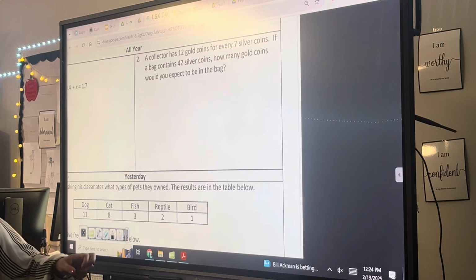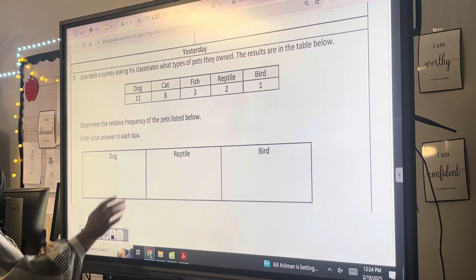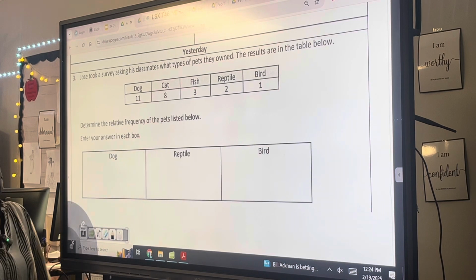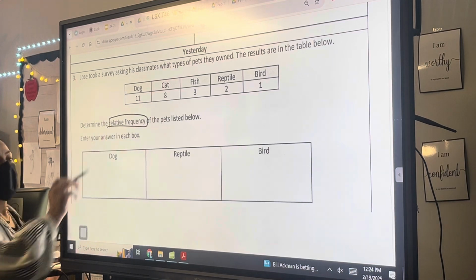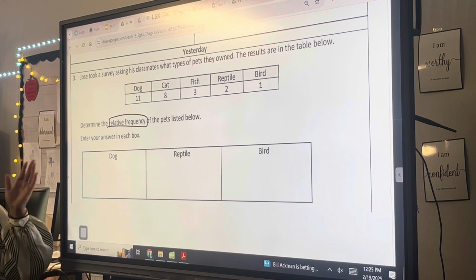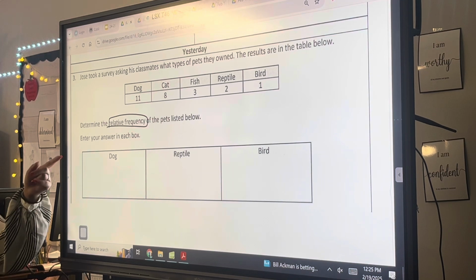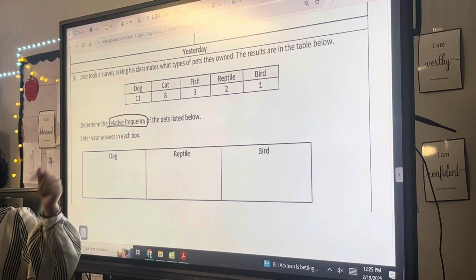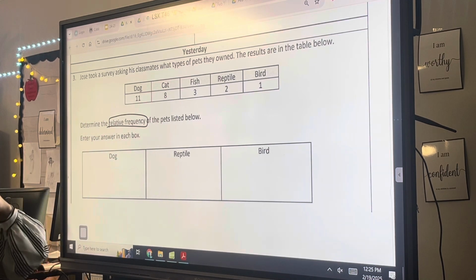Okay, now we are here at what we've been doing, relative frequency. Determine the relative frequency. So, Brian, what's the first thing that we have to do when we're looking for relative frequency? It's like our homework. Richard, what's the first thing we have to do? Add up all of the frequencies, right, to get a total.